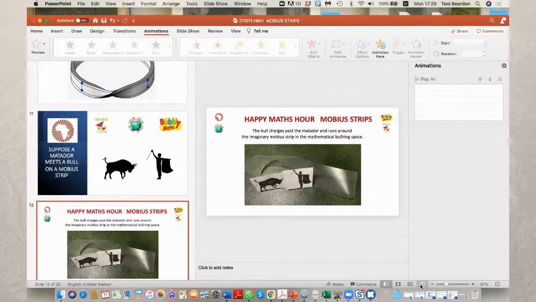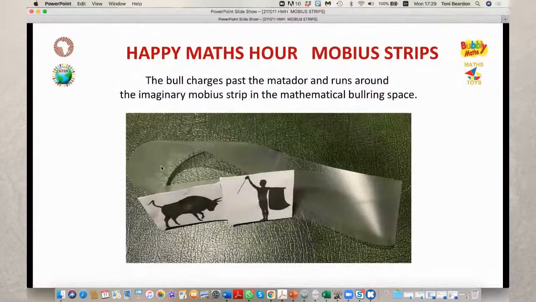Oh my goodness. Well, I don't know whether there are more Mobius strips out there to save the bulls.